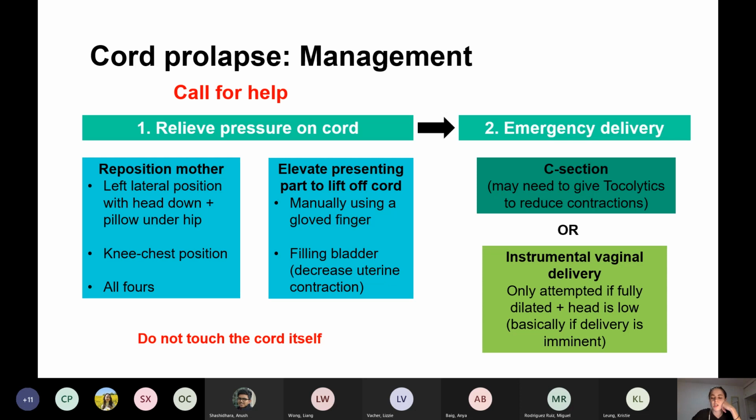And you can try an instrumental delivery, but this is basically if the delivery is imminent. So if the baby's head is really low, and you think that the baby will come out within a few pushes, or with forceps or a Kiwi, you can try it. And this is more commonly done if it's incomplete. So if the cord is next to the head, not below the head, you could try it. And the hope is that even if the blood supply decreases, because the baby will be out very imminently, there won't be much damage. Does that make sense?